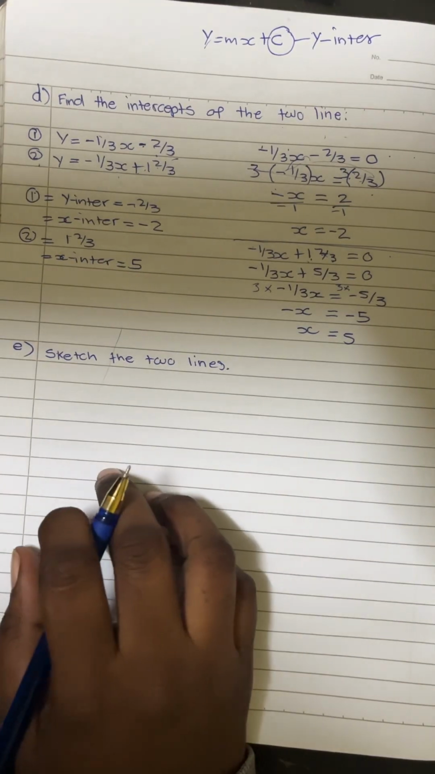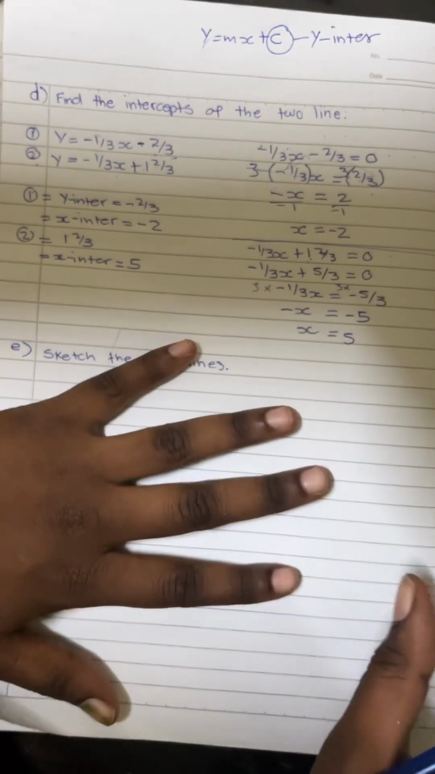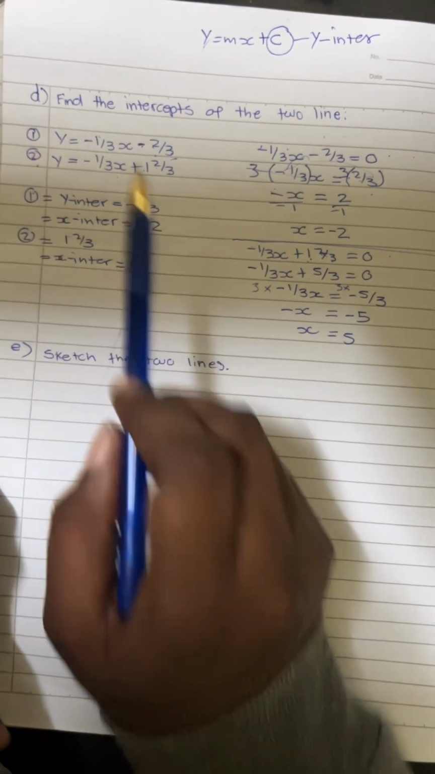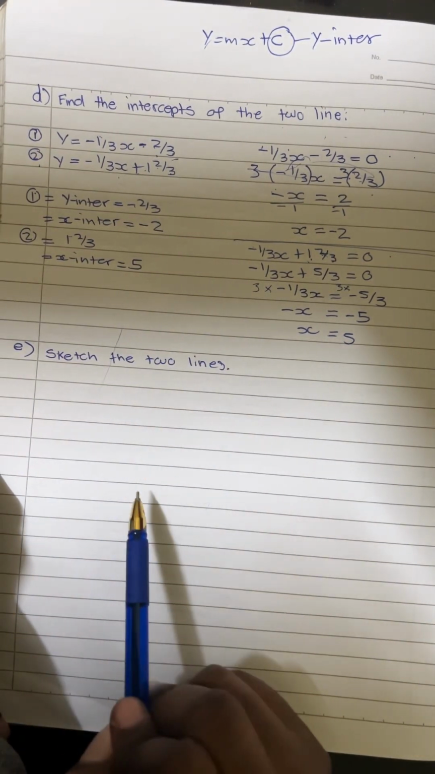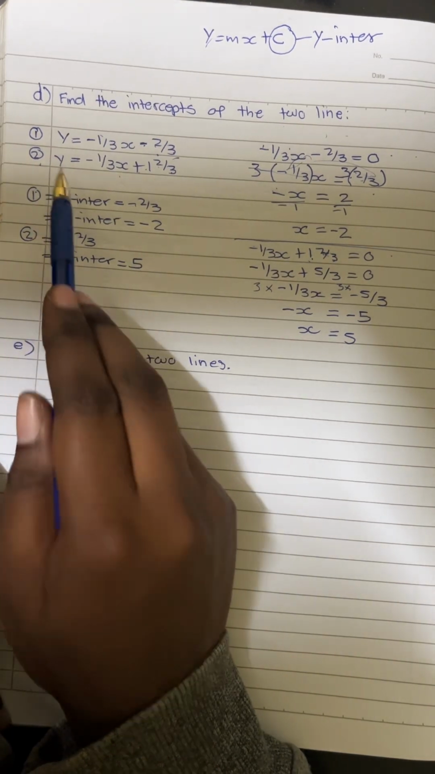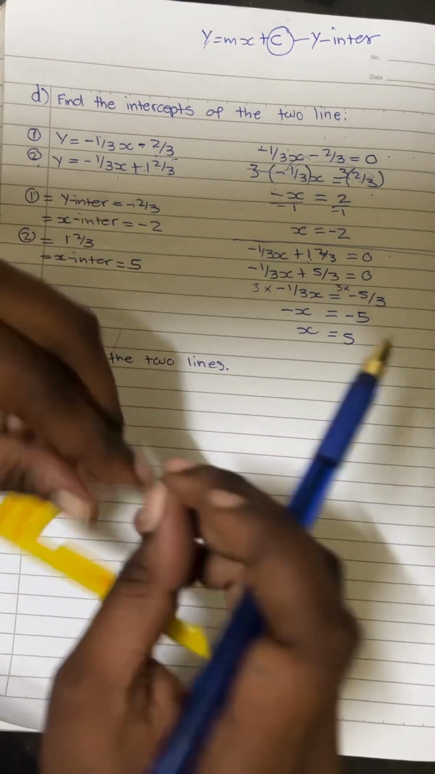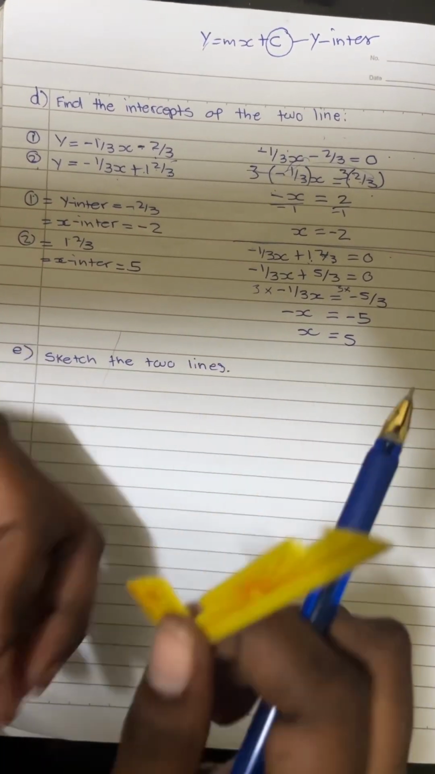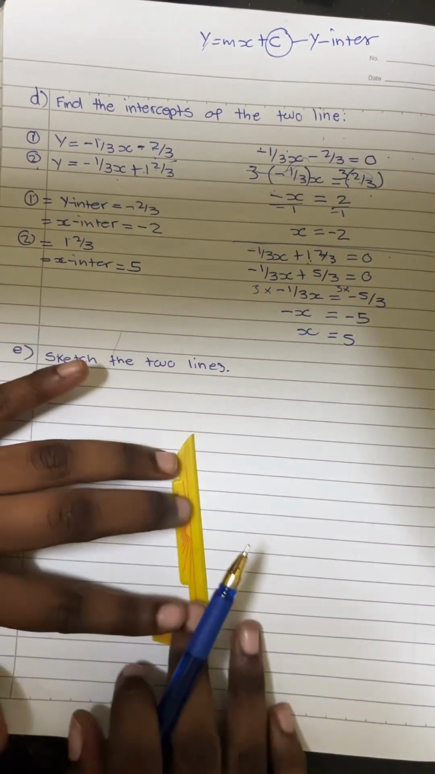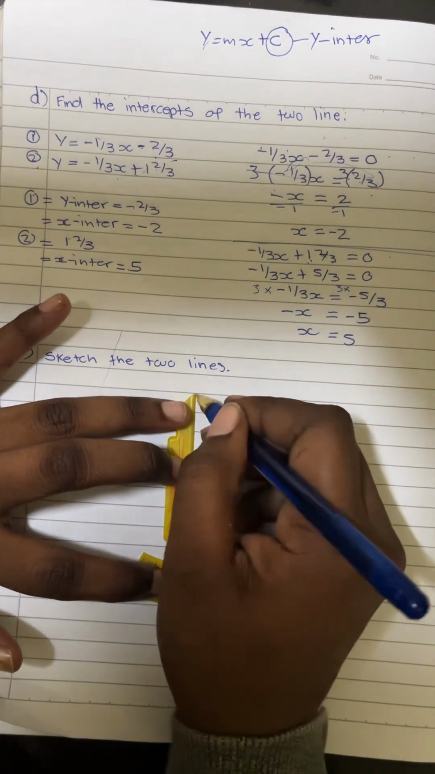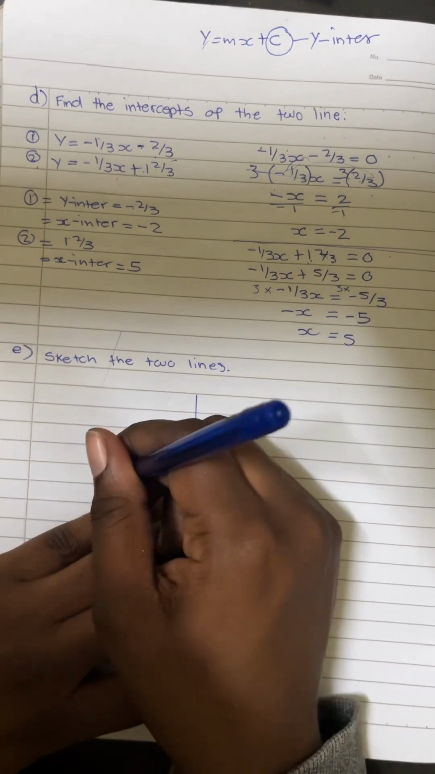Okay guys, this is my favorite part. The next step is for us to sketch these two lines on a graph. We already have our intercepts. It's going to be amazing. Guys, this is the only ruler I have. As I said, I left my pencil case at school, so don't mind my ruler. So let's do some stuff.